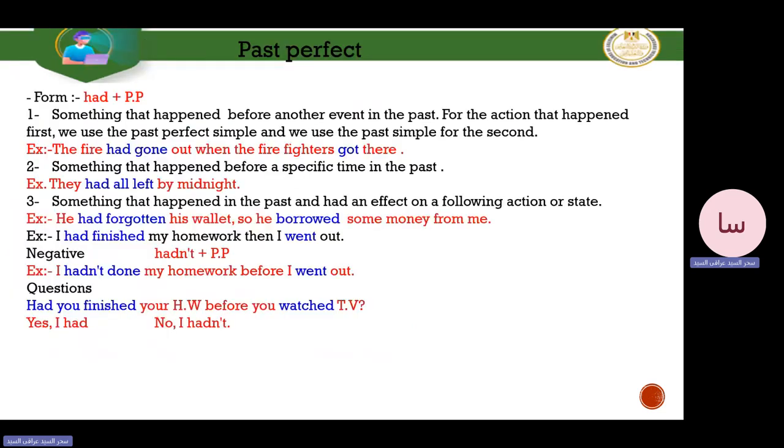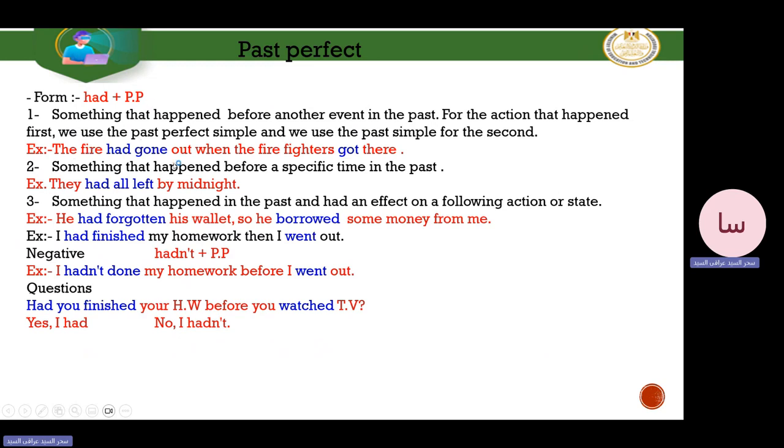Past perfect. Past perfect simple, of course. Look at this example first. The fire had gone out when the firefighter got there. The fire had gone out. They had all left by midnight. So the form of this tense is had plus PP, or the past participle of the verb.